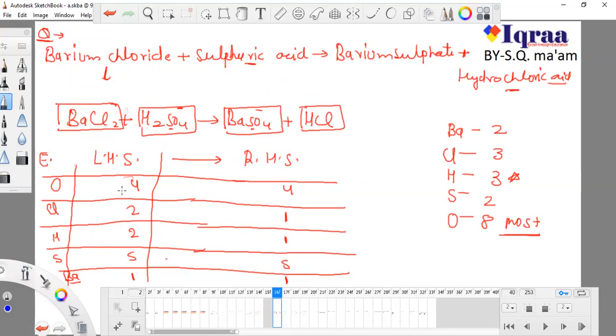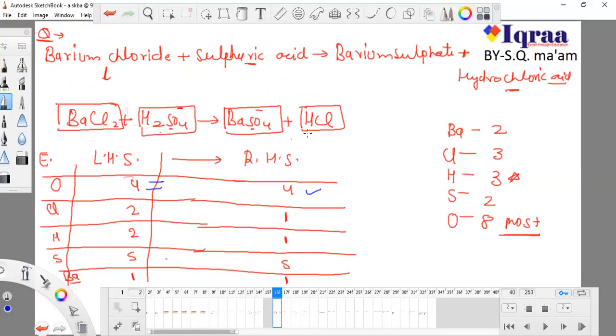Okay, so right now 4 and 4 is okay. Both sides are having 4. That's okay, I don't need to change anything. After that, I can pick anything, but right now I'm picking hydrogen. So it's done for oxygen. Both are having the same number. Now I'm taking hydrogen.